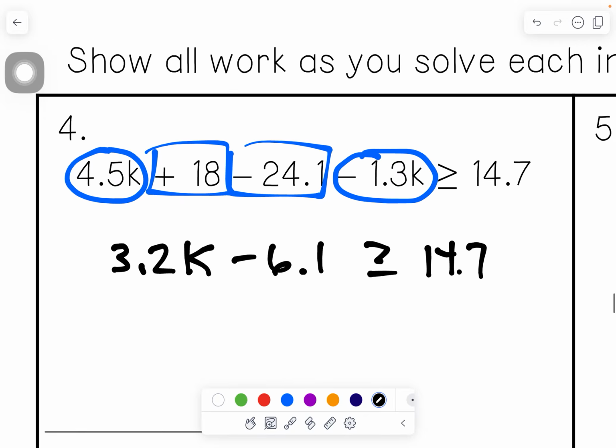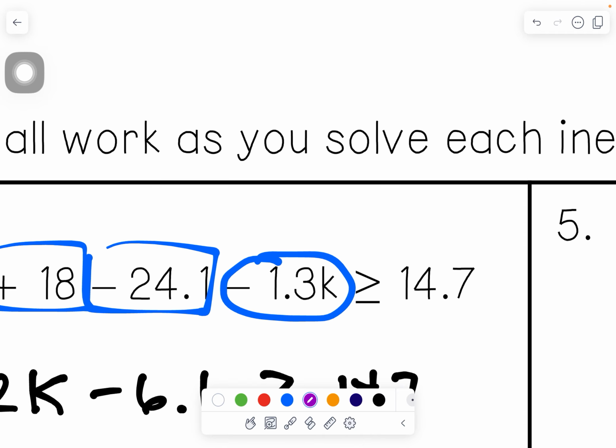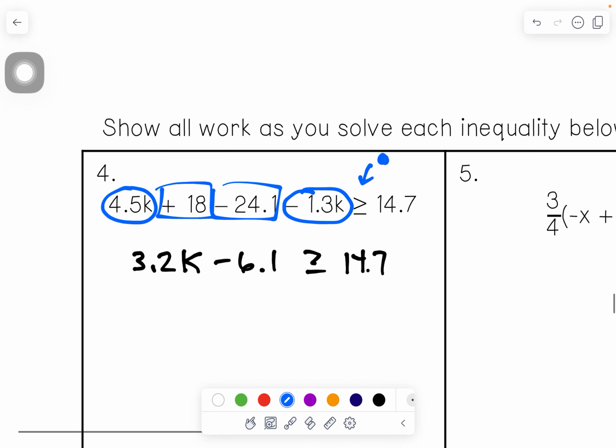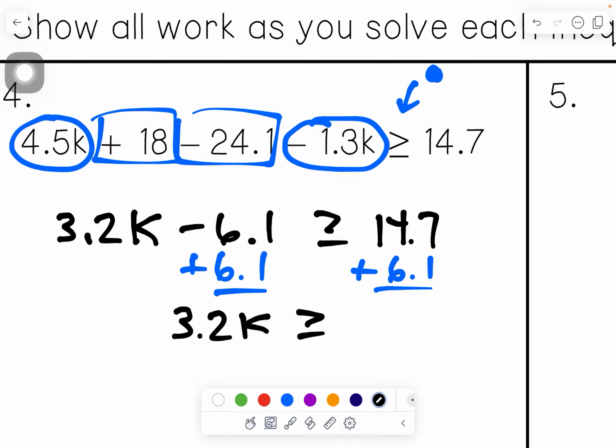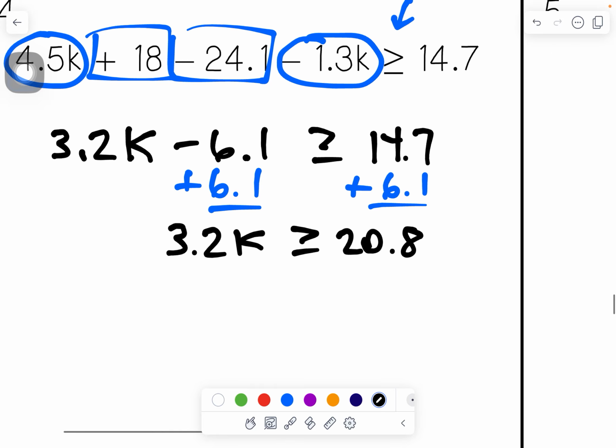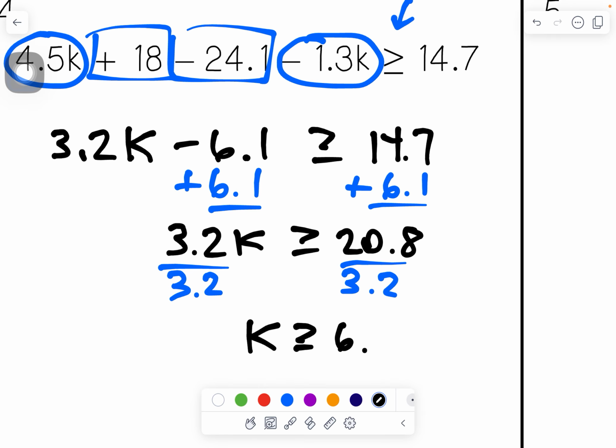So before I even started the problem, I could already be thinking in my head that this is going to be a closed circle. Now I'm going to keep solving. I'm going to add 6.1 to both sides. That gives me 3.2k comes along for the ride, greater than or equal to 20.8. If I take that 20.8 and divide it by 3.2, I end up getting 6.5 for k. So divide by 3.2, opposite of multiplication, k is greater than or equal to 6.5.